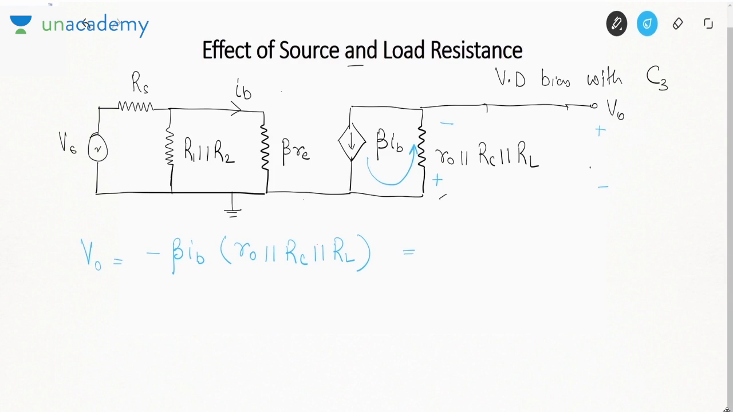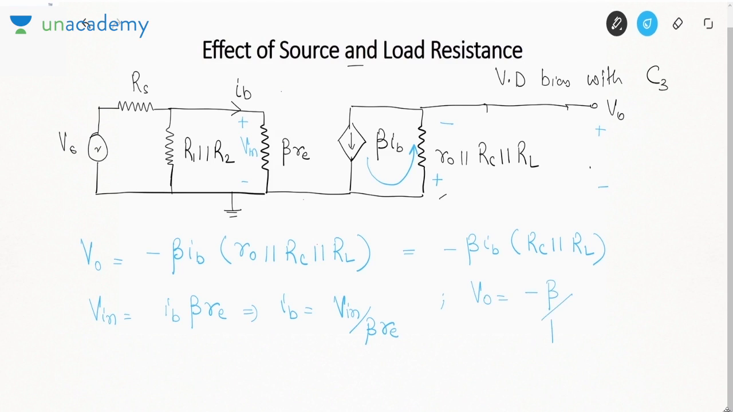And if R0 is very high, you can ignore R0 and write RC parallel RL. Now we want to find out this IB. This voltage is called Vin. So Vin is basically IB into beta RE, or you can say IB is Vin over beta RE, which means you can write V0 is minus beta by beta RE, Vin into RC parallel RL, or V0 by Vin is minus RC parallel RL over RE. This is called AVL. L represents that we have assumed the load resistance RL, we have not ignored it.